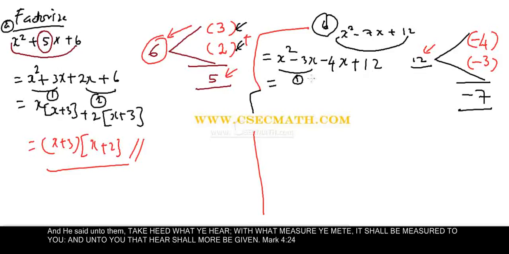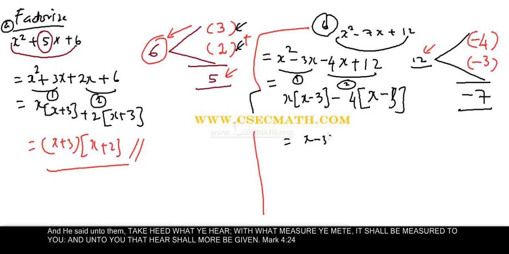So this is my group 1 and this is my group 2. From group 1 I would be taking x as a factor, so that would give me x of x negative 3, followed by a negative sign, and for group 2 I would be picking out 4 as my factor, that would give me an x followed by a negative 3, okay, because I need to get positive 12. So clearly x negative 3 is a factor, so it could be taken out, followed by an x and a negative 4.